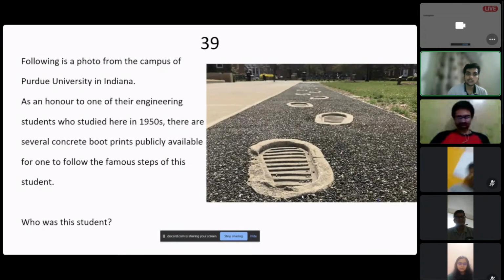Following is a photo from a campus of Purdue University in Indiana as an honor to one of their engineering students here in the 1950s. There are several reprints publicly available for one to follow the footsteps of this student. Who was this student? So we need the name of this student.